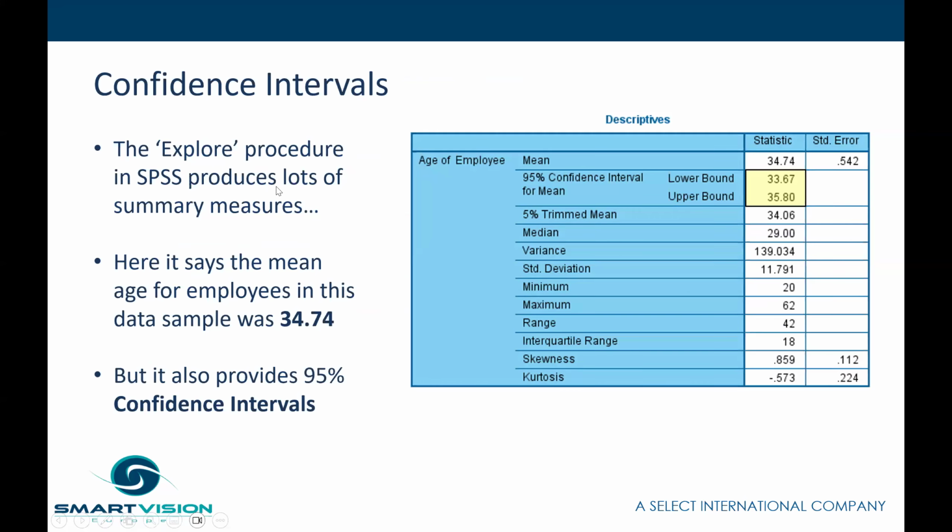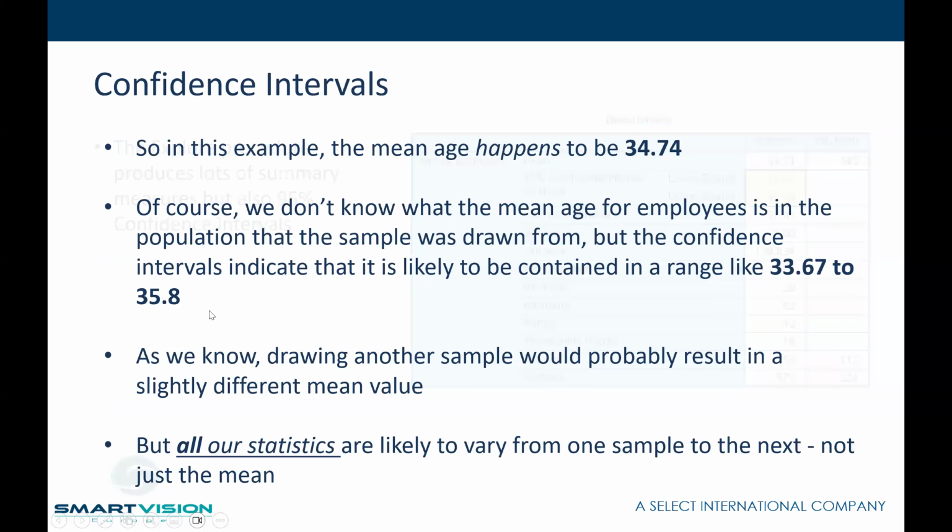Now, there's a procedure called the Explore procedure in SPSS, and it produces lots of summary measures, but it also produces 95% confidence intervals for a mean. Look at that. I've got age of employee. The mean age of employee is 34.74, and the confidence interval is 33.67 to 35.8. So in this example, what we're saying is the mean age happens to be 34.74.